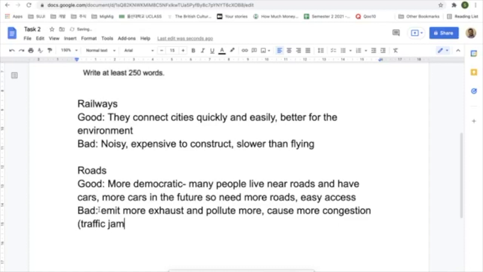Okay. So if you think about it, the more roads we have, the more cars we have. And the more cars we have, the more traffic jams we have. So that's a reason why roads are bad. That's one reason why the government should not build roads, because it makes more traffic jams. So we can put that in our essay, right? And also, thank you, Judith, for your excellent point.